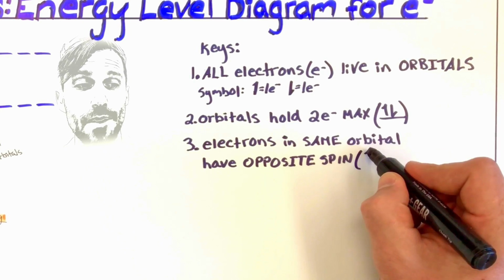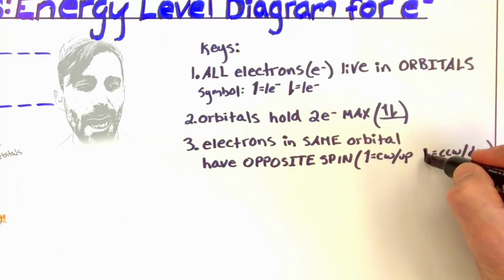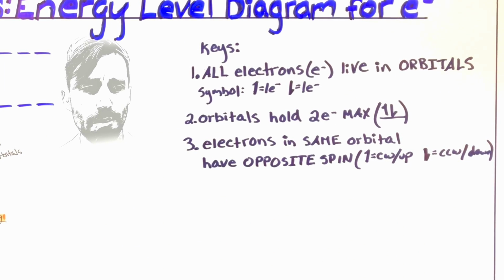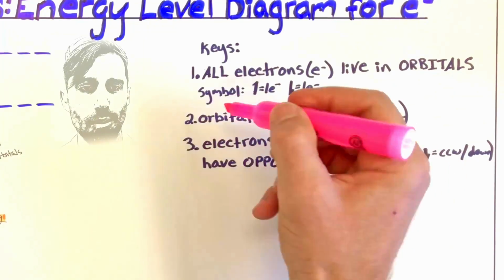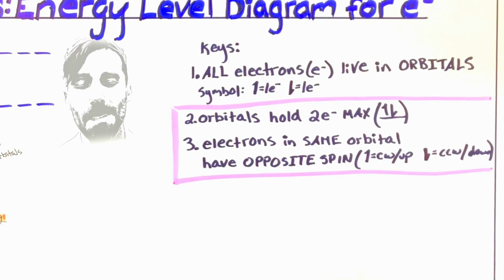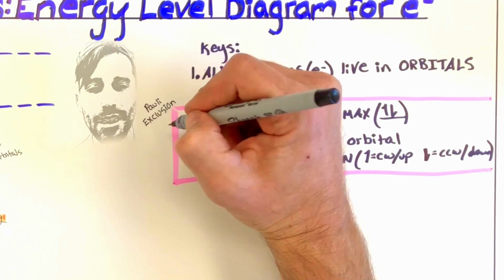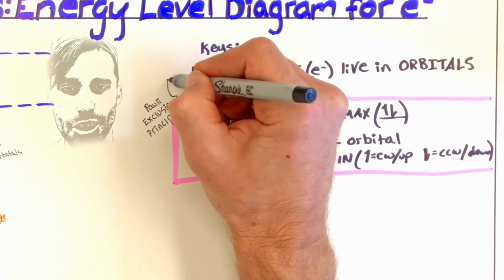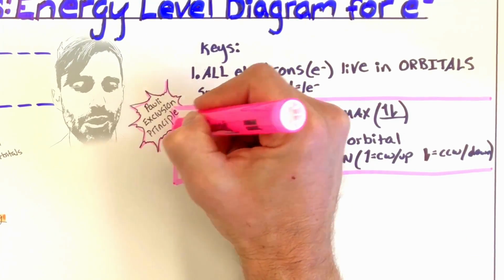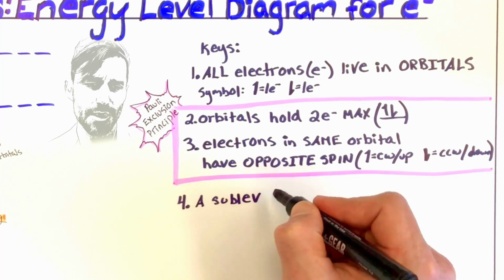Number 3, electrons in the same orbital have opposite spin. So one is going to be going upwards. We can say that that's clockwise. One's going to be going down. That's counterclockwise. And that helps balance it out. So one will be going up in an orbital, one will be going down. And the main principle behind this is the Pauli exclusion principle. Okay, that's generally the Pauli exclusion principle, that orbitals hold 2 electrons max, and in the same orbital they have opposite spin.